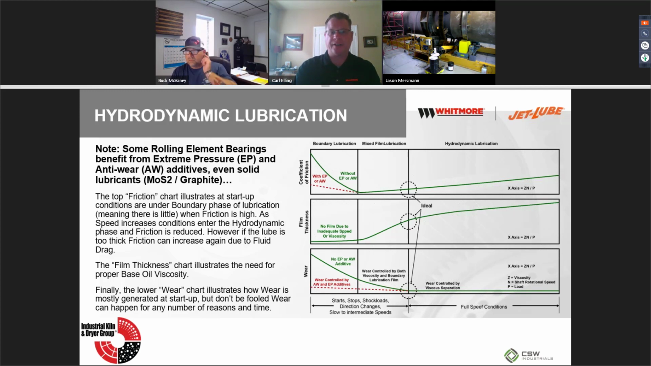So on your startups or shutdowns, these are the things that we kind of look at. So when you're comparing your gear oils, look at those EP values, look at the anti-wear value as far as the wear scar, and also look at the viscosity. Make sure you've got the right viscosity of oil in the application.